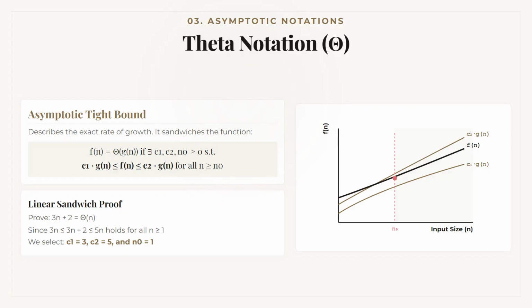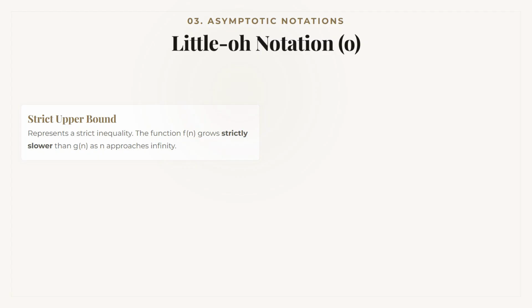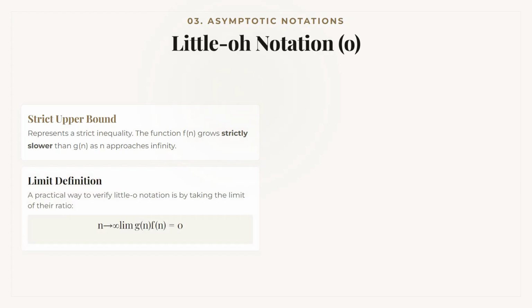The final notation we will discuss is little o notation. Little o notation represents a strict upper bound. A function f of n belongs to little o of g of n if f of n grows much more slowly than g of n as n approaches infinity. One practical way to verify little o notation is by using limits. If the limit of f of n divided by g of n as n approaches infinity is 0, then f of n belongs to little o of g of n.